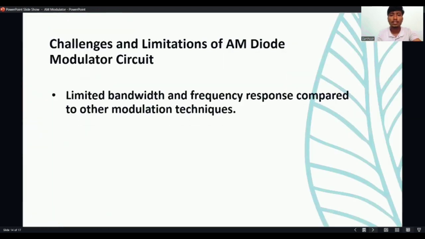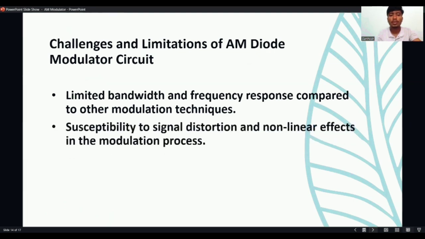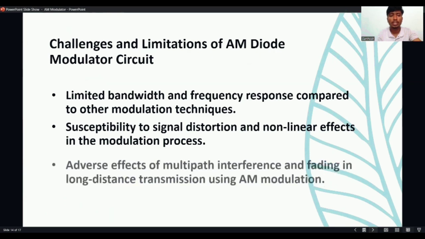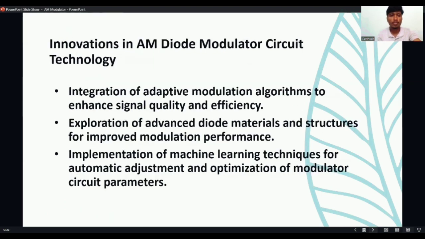And then challenges and limitations of AM diode modulator circuit. Limited bandwidth and frequency response compared to other modulation techniques, susceptibility to signal distortion and non-linear effects in the modulation process, and adverse effects of multi-path interference and fading in long-distance transmission using AM modulation.